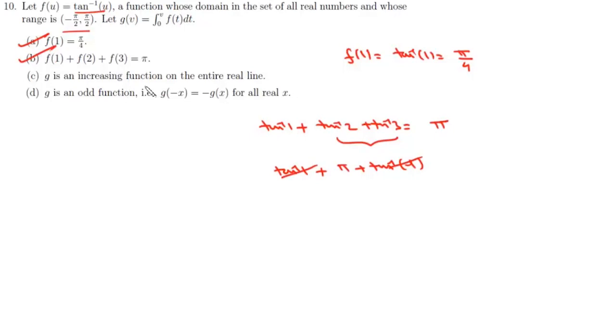Now it says gx is an increasing function. So if we find g dash v, it will be fv and fv is tan inverse v. Now this tan inverse v is positive as well as negative. So whenever v is less than 0, this value is negative. So this function g is not an increasing function for all the values of v. So this option C, it is incorrect.